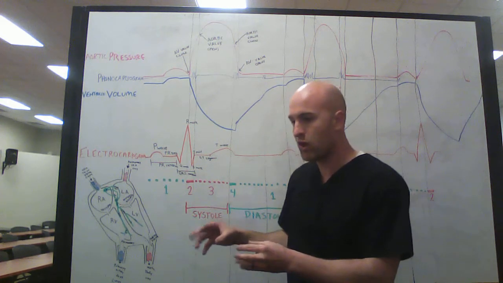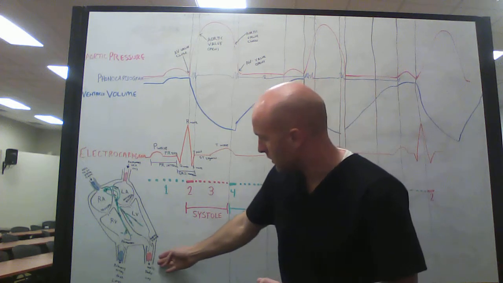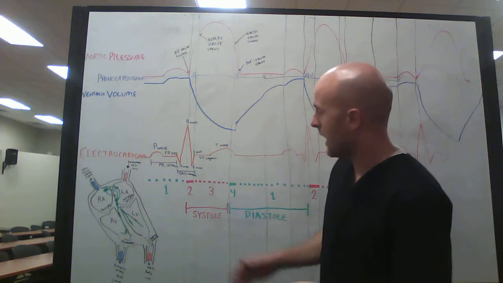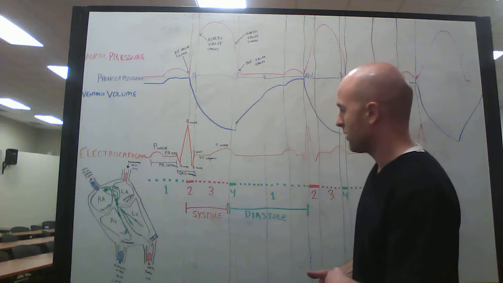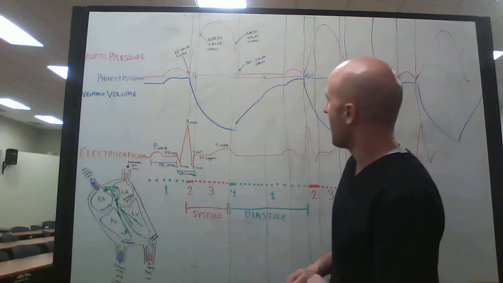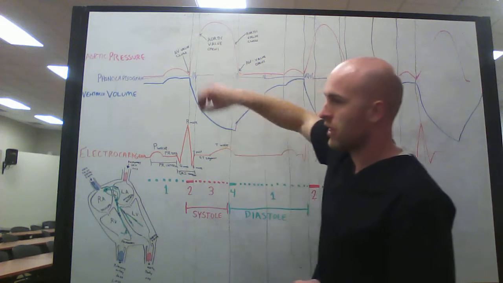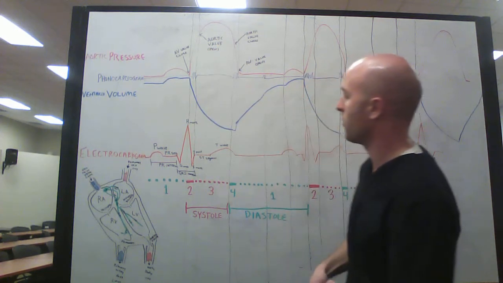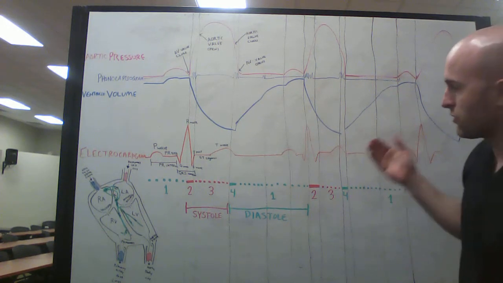The pressure has to be so strong that it overcomes the resistance of the pressure in the aorta. So it has to get high enough that it exceeds the pressure, the backflow of the aorta. And when it finally does reach a pressure that is above that of the aorta, that is when the aortic valve is going to open, and that will signal the beginning of phase 3.